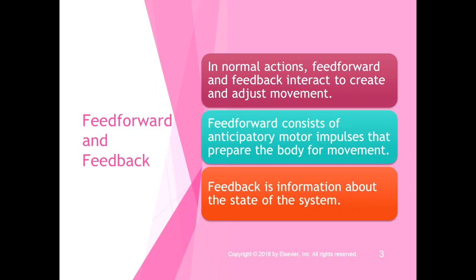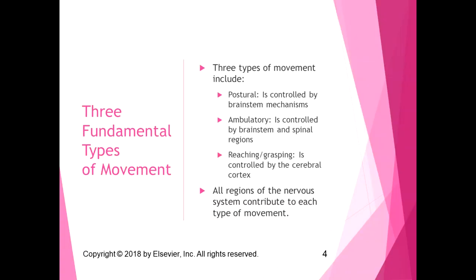So in normal actions, feed forward from the sensory system and feedback from the central nervous system interact to create and adjust movement. Feed forward consists of anticipatory motor impulses that prepare the body for movement, and feedback is about the state of the system.